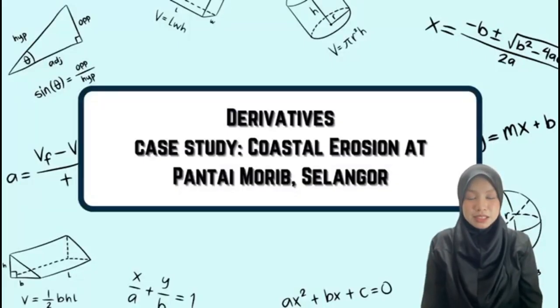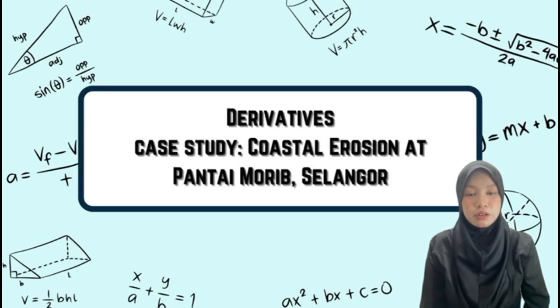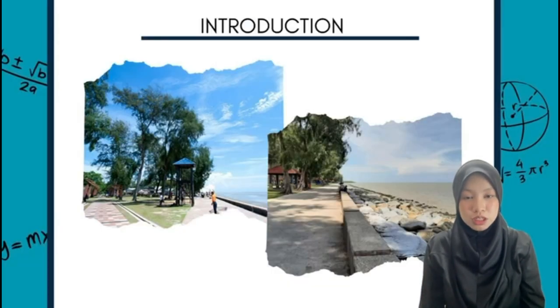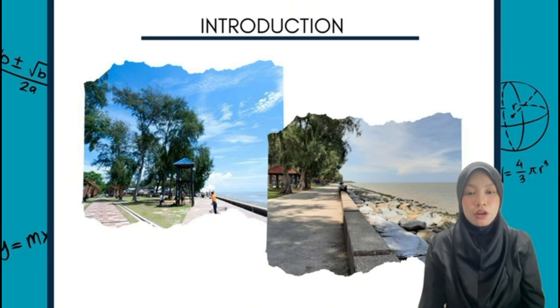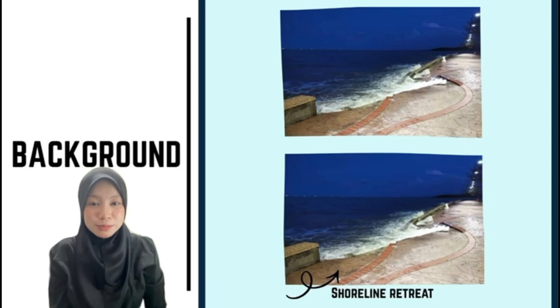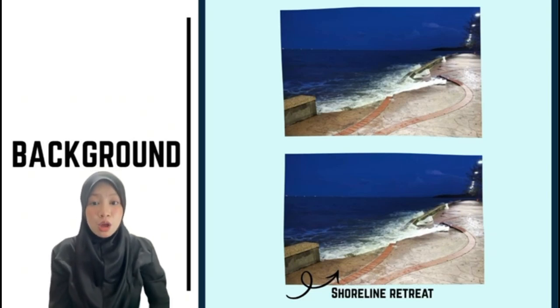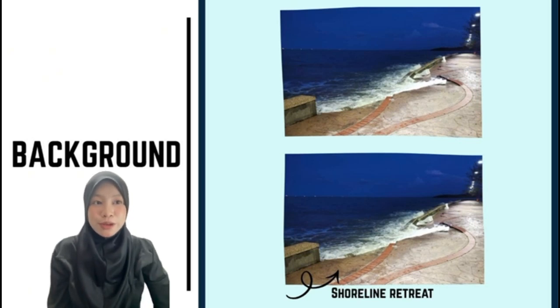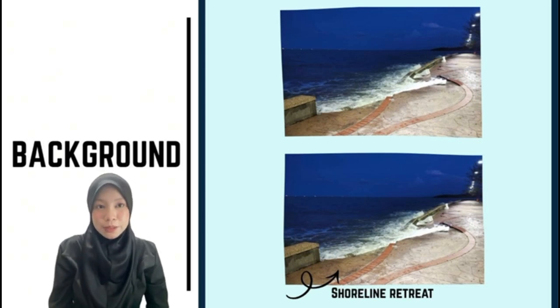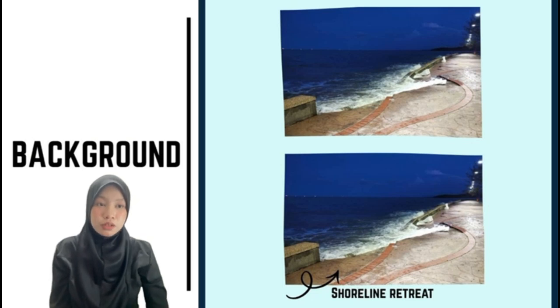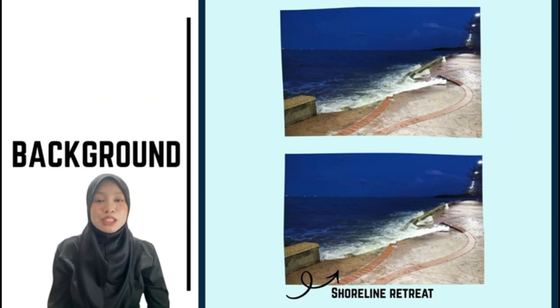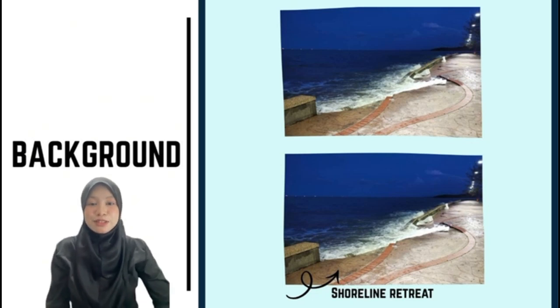Hi, my name is Margina and my part is about coastal erosion at Pantai Morik, Selangor. In this video, I will show you how to use derivatives to measure how fast the shoreline is retreating over time. The area has experienced noticeable shoreline retreat due to natural processes like wave action, tides and monsoon season, as well as human activities such as coastal development. So understanding the rate of erosion helps planners protect the shoreline and manage land use effectively.